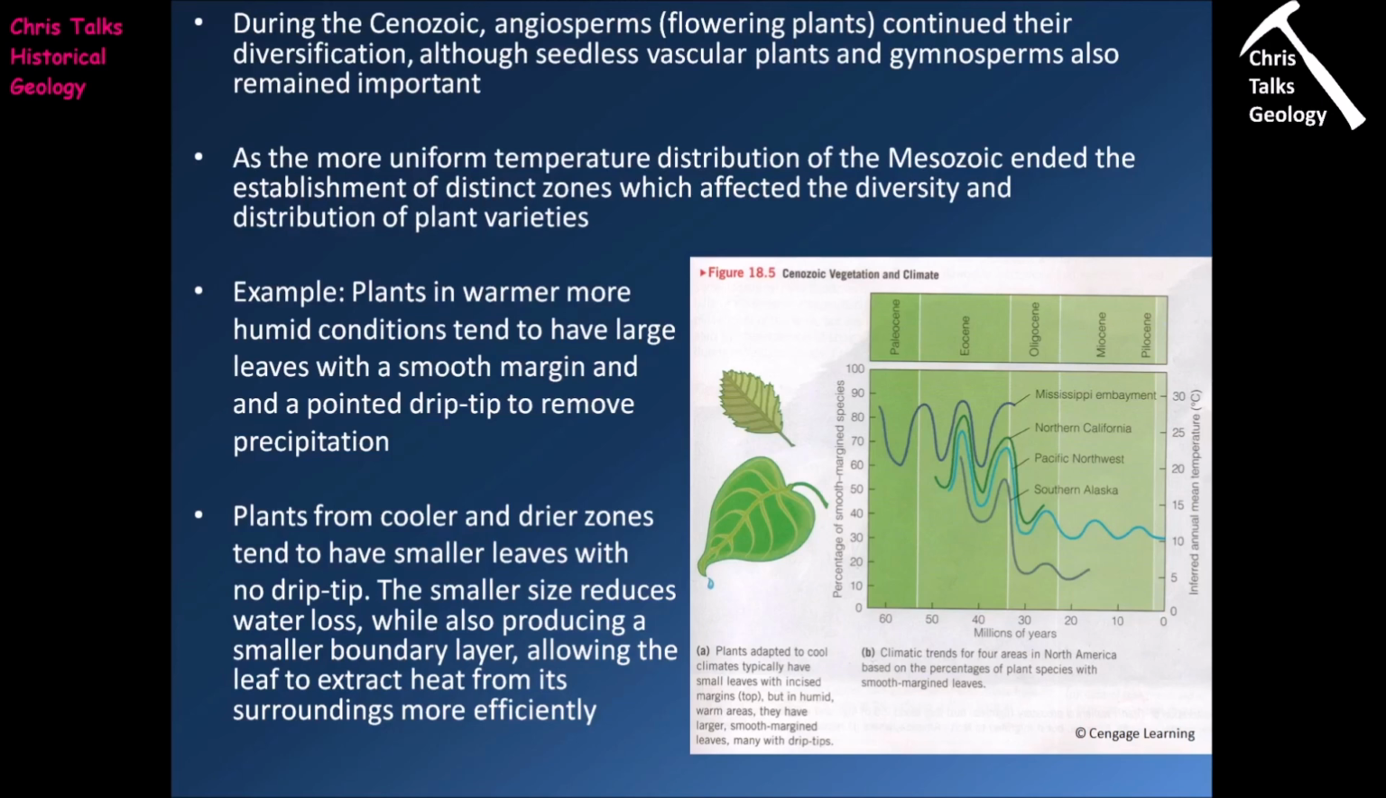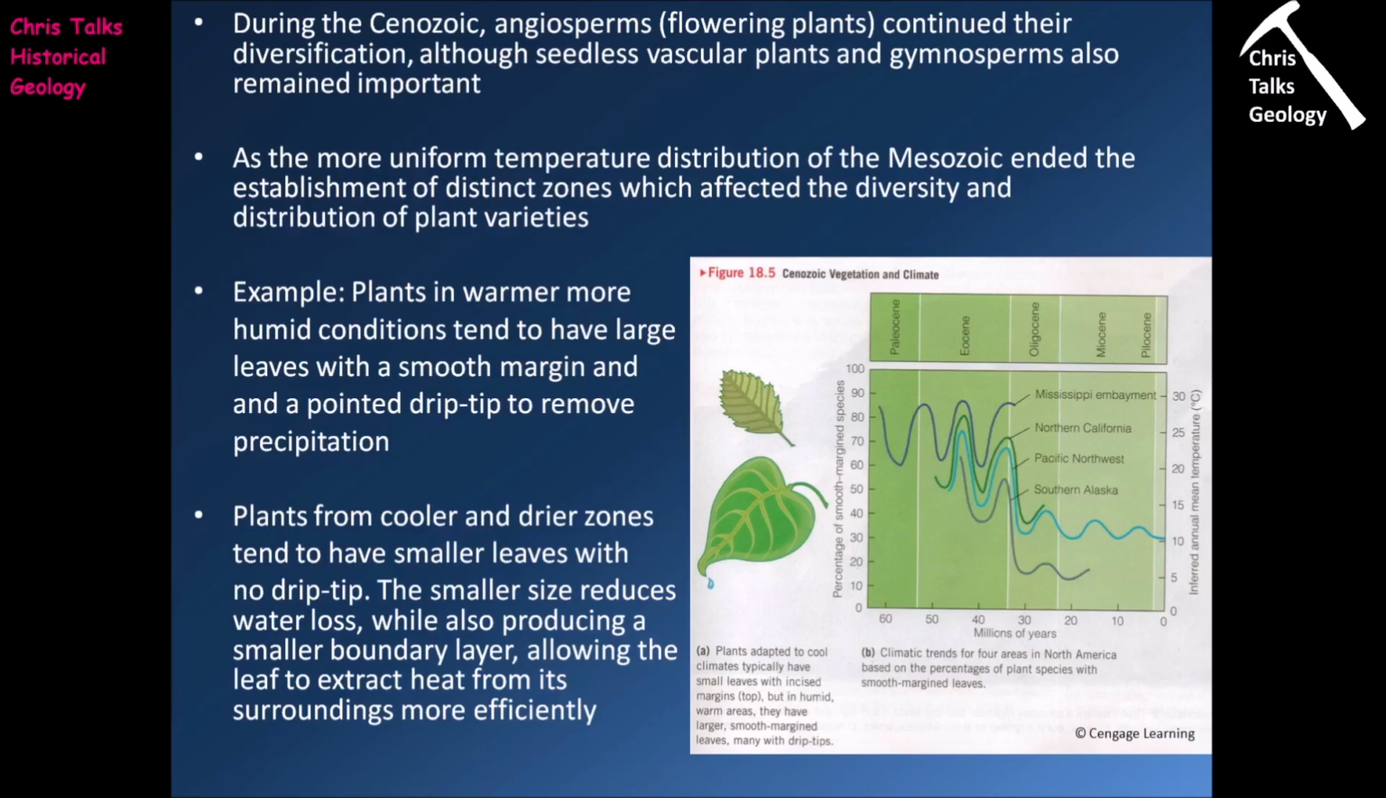Now, a good example of these specializations is the leaf design shown by plants from warm, humid climates. So think of something like a rainforest. Now, these leaves tend to have quite a large size, they tend to have smooth margins, and they tend to have what's referred to as a drip tip.